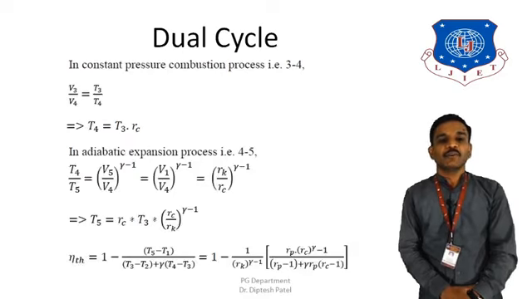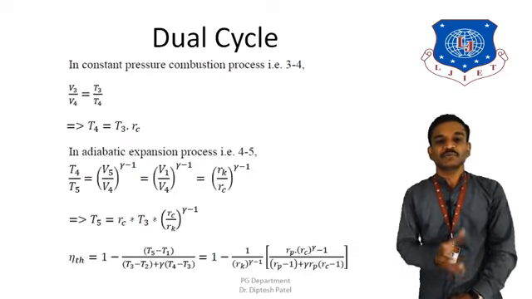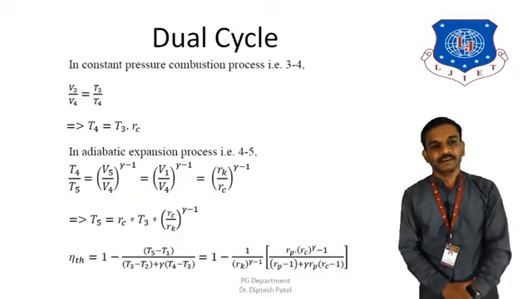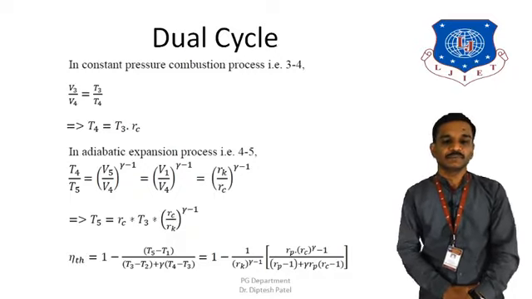Similarly, in the constant pressure combustion process 3 to 4, V3 divided by V4 is equal to T3 divided by T4, and that gives T4 is equal to T3 into RC. That is the cutoff ratio.